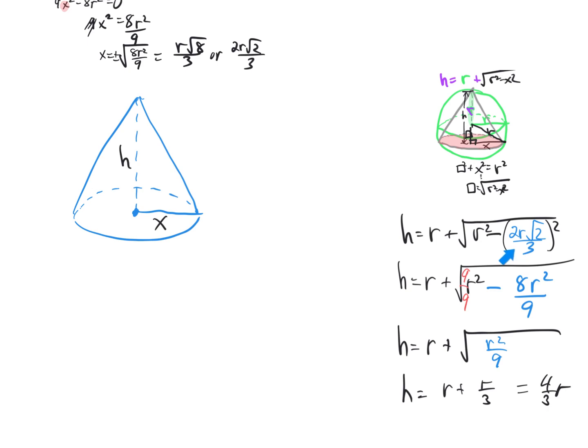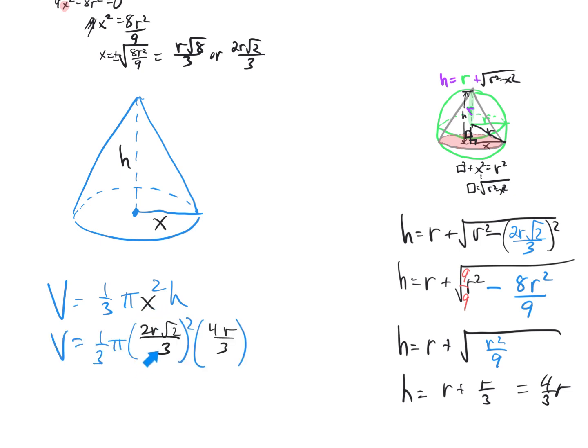Well, we know what our x value is now, where we maximize our volume. It's this. When we square that and subtract from r squared, we get a ninth r squared. Taking the square root of that, we get r over 3. R plus r over 3 is 4/3 r, and therefore the maximum volume of an inscribed right circular cone is 1/3 times pi times the radius of the base of the cone squared times the height of the cone, which we determined has a maximum volume when the radius of the base of the cone is 2r root 2 over 3, and the height of that cone is 4r over 3.